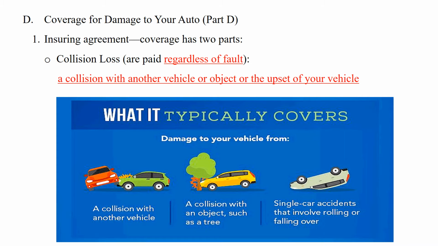So if your car hits another car, this is a collision. Or your car hits a tree or a telephone pole, this is also a collision. Another example is that you lost control of your car on an icy road and your car overturns.